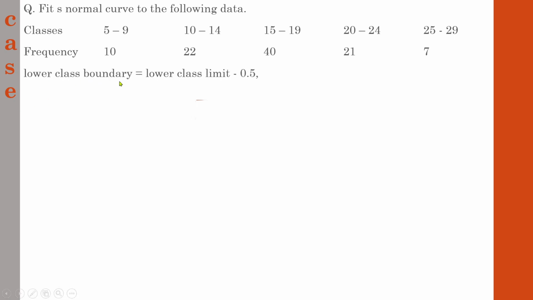Lower class boundary. Lower class boundary means this one, 5. This one is the lower value, and this one is the higher value. So the actual lower class limit can be obtained by taking the number given, minus 0.5. 0.5 has to be deducted from the starting number. For finding the upper class boundary, here it is 9. Since it is not in a continuous form, you need to make the necessary correction: upper class limit plus 0.5. So that is the equation for finding the lower and upper class limits of the new continuous series.